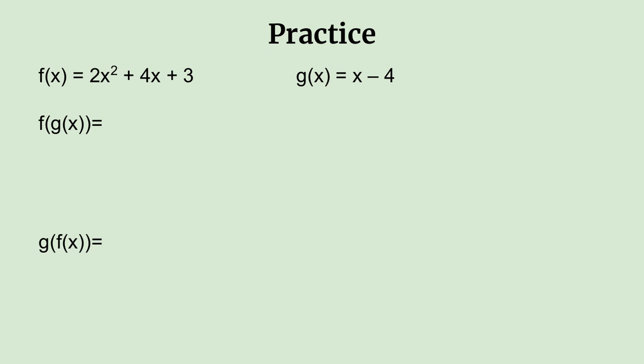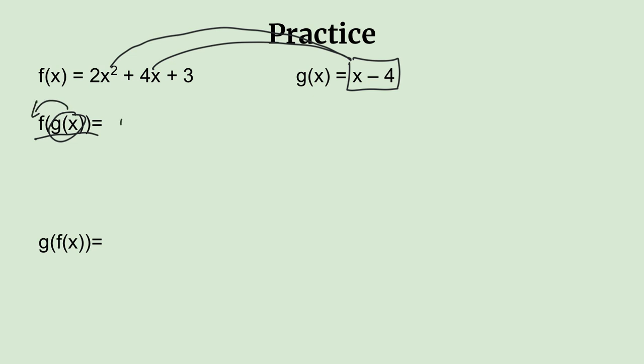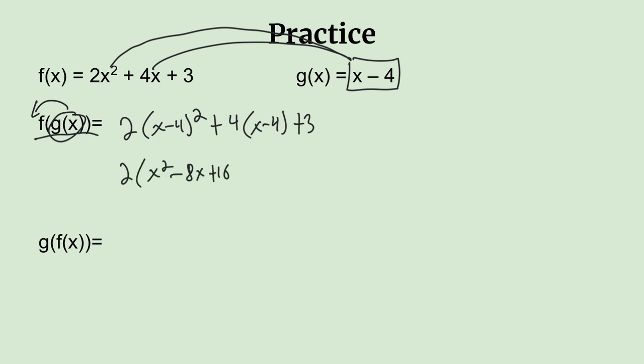For the last example here, so f of g of x, that means we're taking g of x and we're plugging it in wherever we see an x. So with this notation, you basically start on the furthest inside and then work your way out. So we have 2 times (x minus 4) squared plus 4 times (x minus 4) plus 3. That'll be 2 times (x squared minus 8x plus 16) plus 4x minus 16 plus 3.